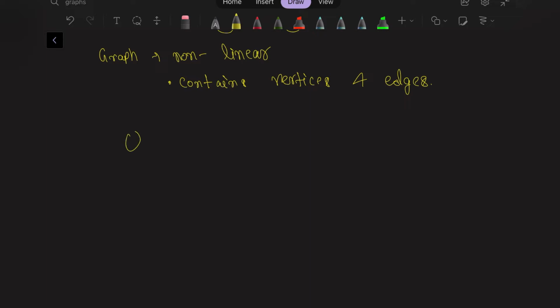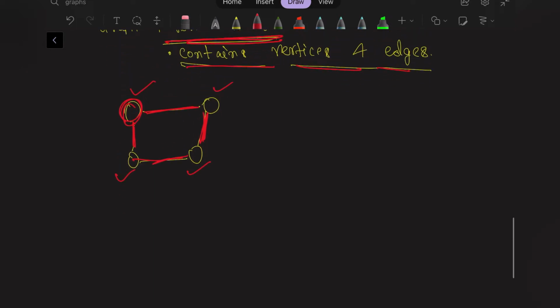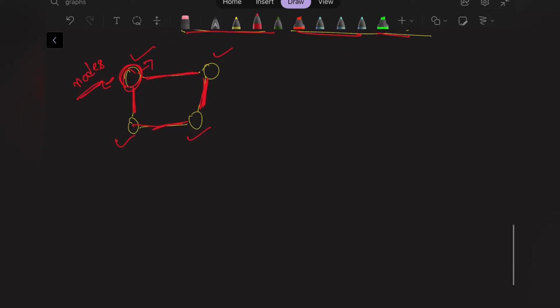What do we mean by vertices and edges? A graph is a non-linear data structure which contains vertices and edges. So suppose this is our graph, a simple graph. Then these things are my vertices, and these things are my edges. So we can say graph is a non-linear data structure which contains vertices and edges. Also, we can refer to vertices as nodes. So we can call them nodes, also vertices, whatever you like.